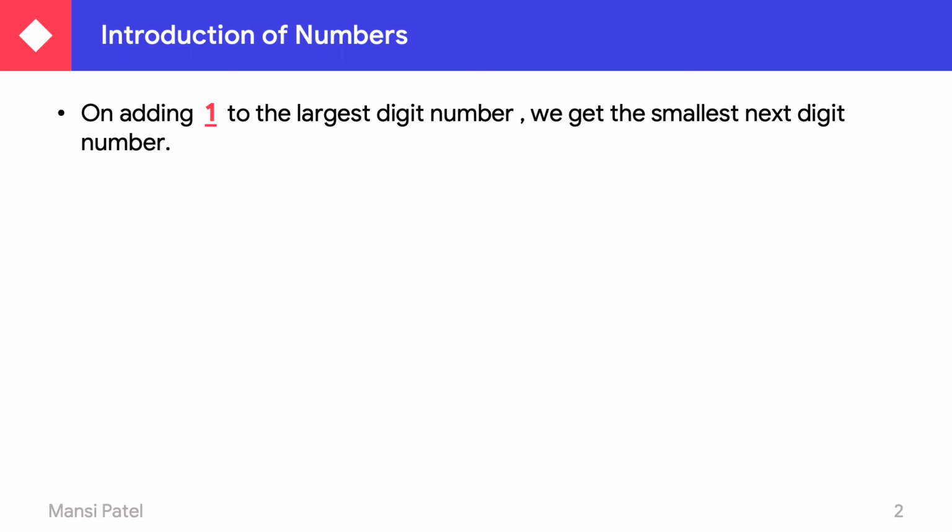On adding 1 to the largest digit number, we get the smallest next digit number. It means if we are adding 1 to any largest digit number, then we are getting the next digit smallest number. For example, 9 is the largest one digit number. If we add 1, it becomes 9 plus 1, which is equal to 10. So 10 is considered as the smallest two digit number.